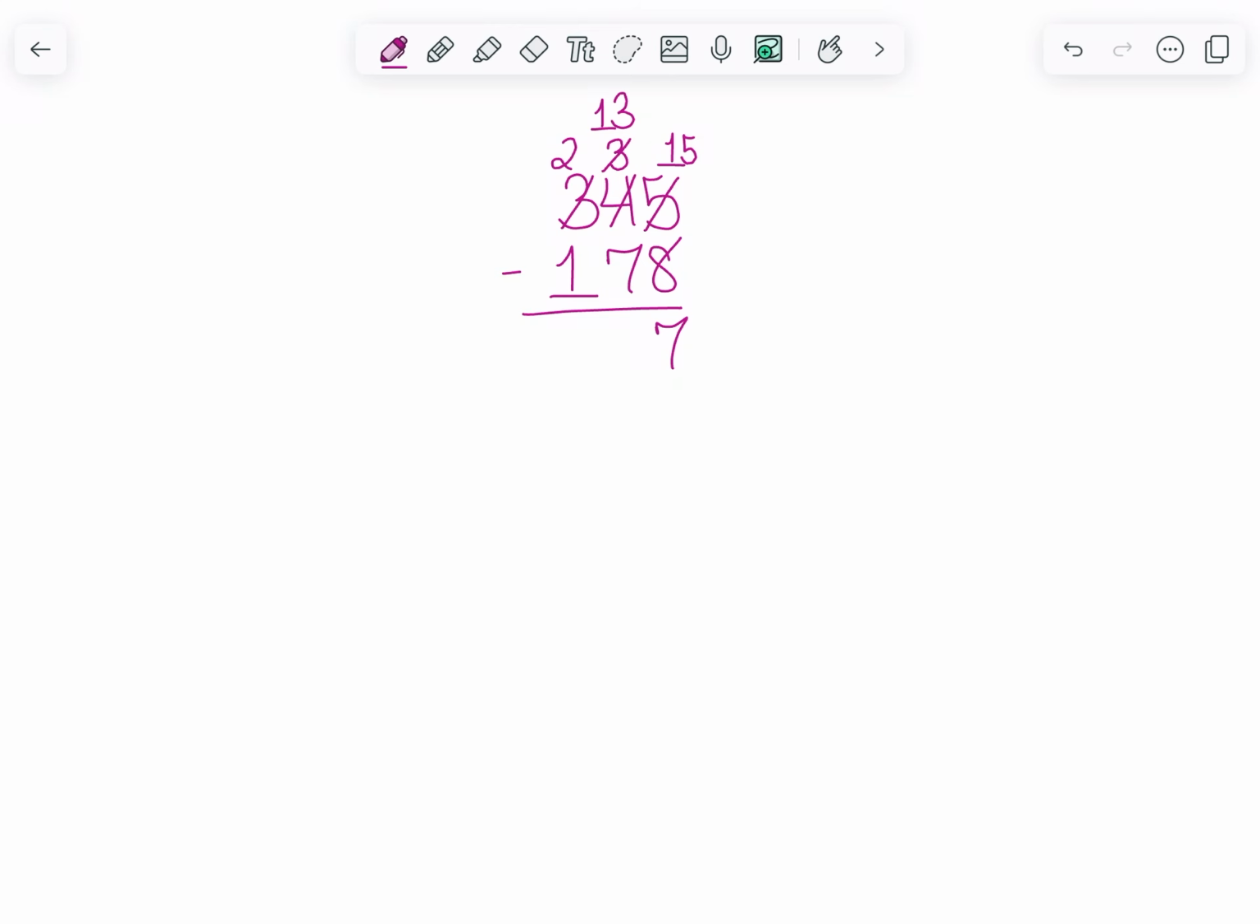130 minus 70, or 13 minus 7, would give us a 6 in the tens place. So we write down our 6 and move to the hundreds place. Finally, 200 minus 100 is 100, so we write down our 1 in our 100s place. Now we have our final answer of 167.